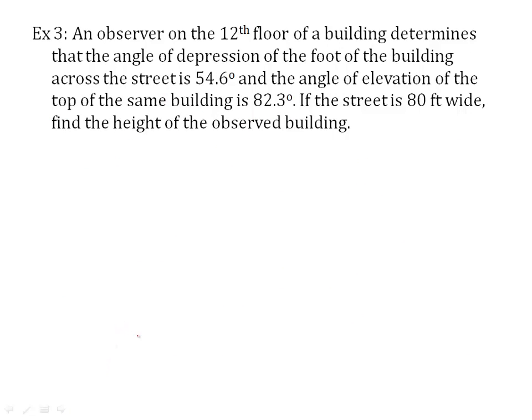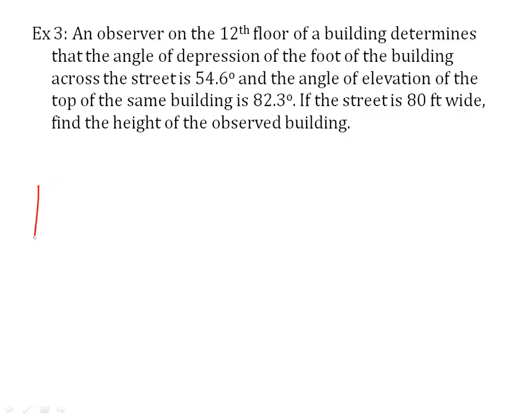Third question. An observer on the 12th floor of a building determines that the angle of depression of the foot of the building across the street is 54.6 degrees. The angle of elevation of the top of the same building is 82.3 degrees. If the street is 80 feet wide, find the height of the observed building.